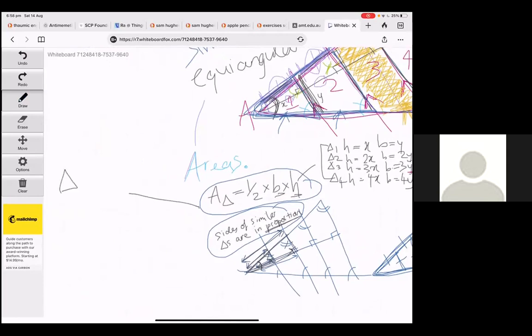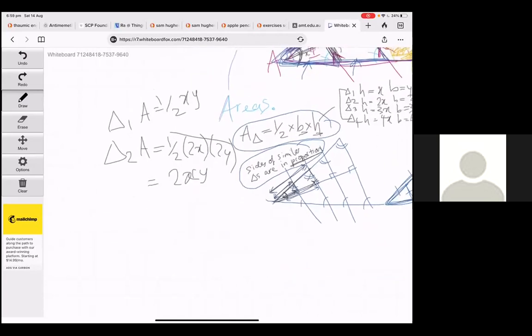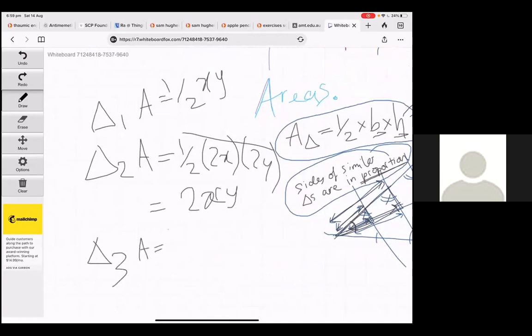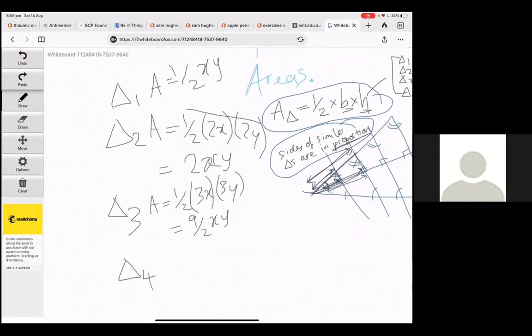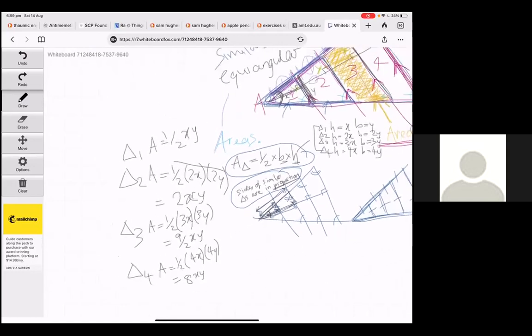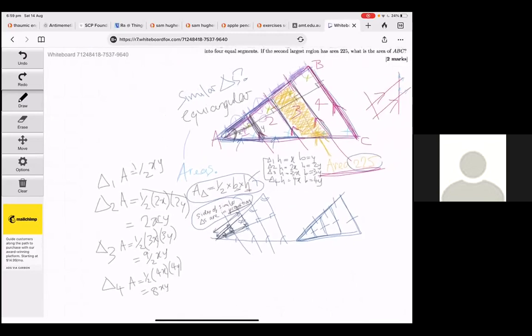So for my smallest triangle, my area is half xy, because I've named the height x and I've named the base y. So in comparison, my triangle 2 has an area of half 2x 2y, which is equal to 2xy. Triangle 3 has an area of half 3x 3y, which is equal to 9 on 2 xy. Triangle 4 has an area half 4x 4y, which is 8xy. So this is really great because now I know how to compare the areas of the triangles from the smallest to biggest.